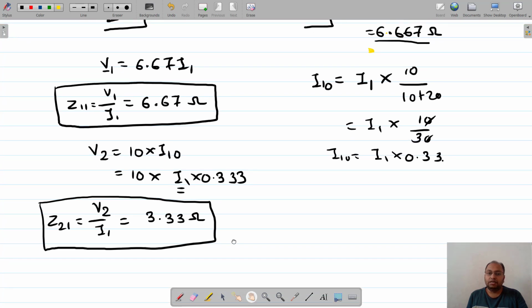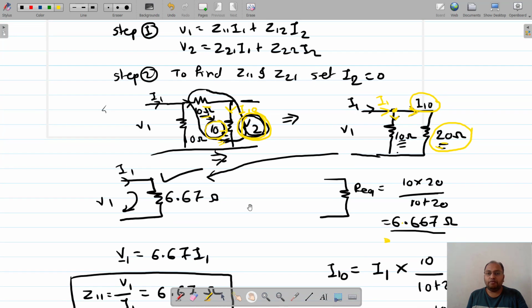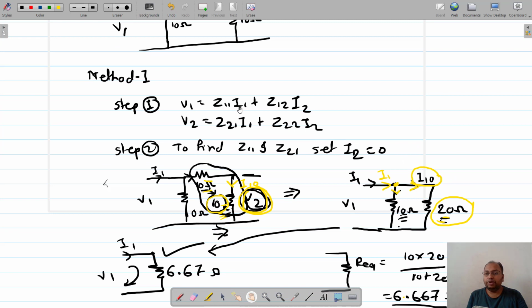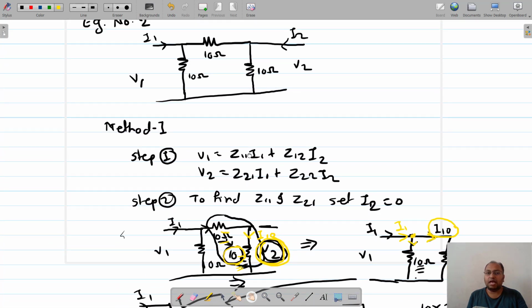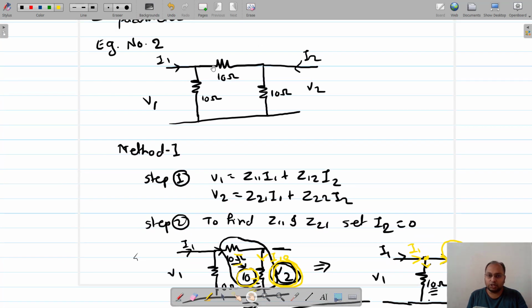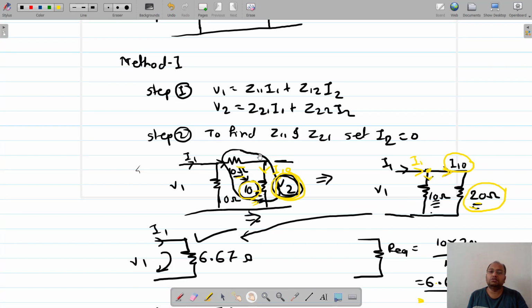Is that fine? Okay, now in order to find the other two parameters, we need to set I1 equal to 0. Once I set I1 equal to 0, we are going to modify this circuit diagram from left to right. In the previous case we modified the circuit from right to left, because the voltage source was there, and now this is the voltage source, so we are going to modify this circuit diagram from left to right. Okay, so let us do that.